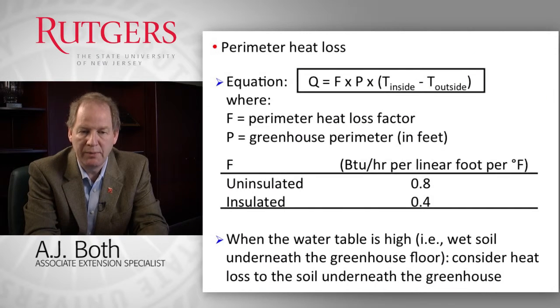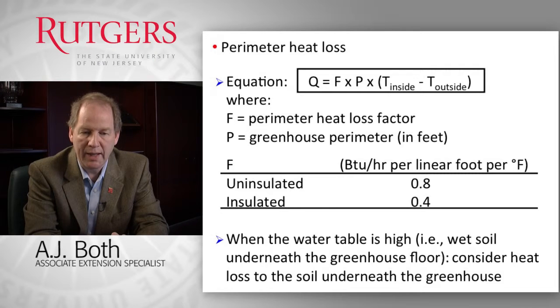Finally, we need to calculate the perimeter heat loss factor, and again you see the equation on this slide here. It's the perimeter heat loss factor multiplied by the perimeter in feet of the greenhouse, and then multiplied again by the temperature difference between our inside set point and our outside design temperature. So the perimeter we can calculate pretty easily by looking at the design of the greenhouse, and then the perimeter heat loss factor can be determined by looking at the table that I give you in this slide. Depending on whether the perimeter is insulated or not, you can find a factor that you need to plug into the equation to make the calculation.